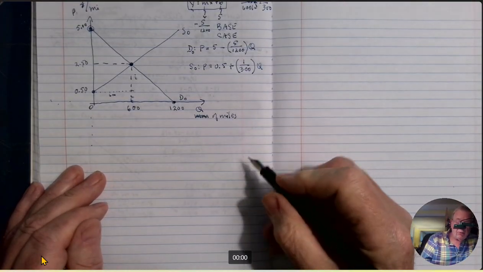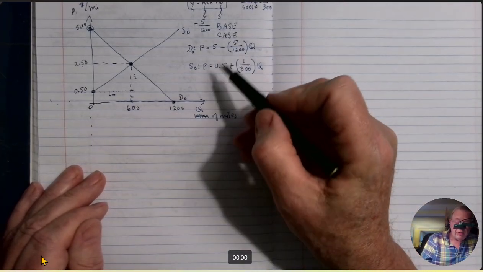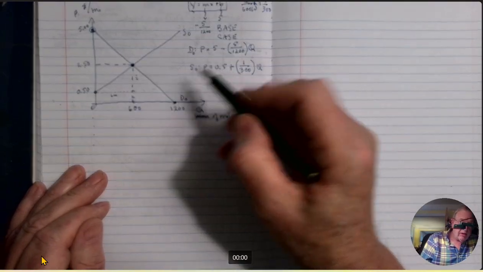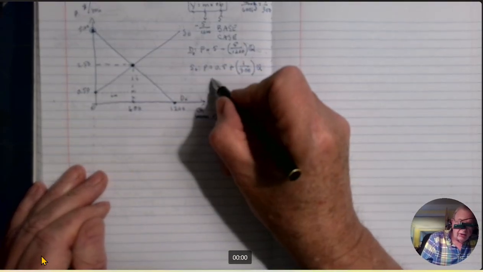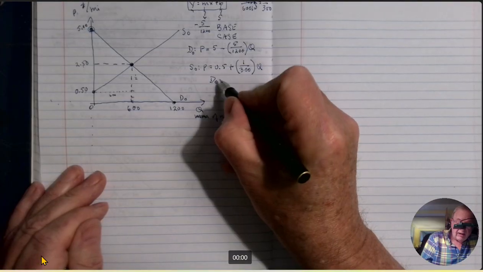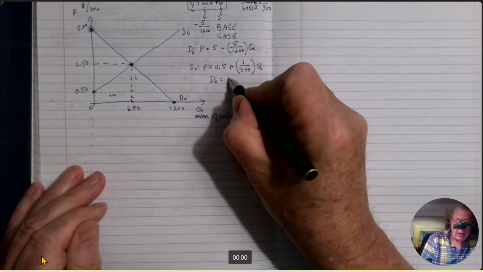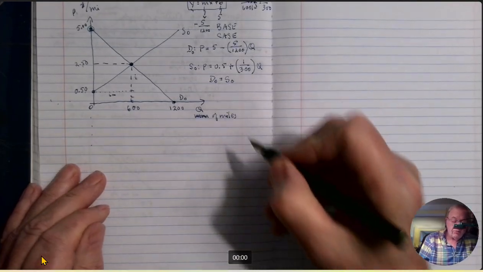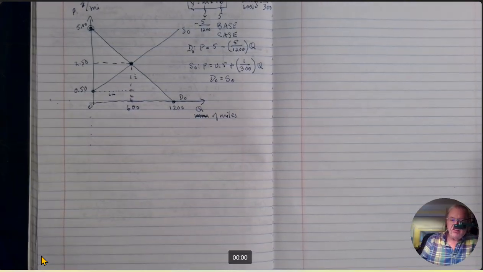Our job now is to set the two equal to one another, because that's the idea here, where in economist land, mainstream economist land, supply equals demand, at least instantaneously.